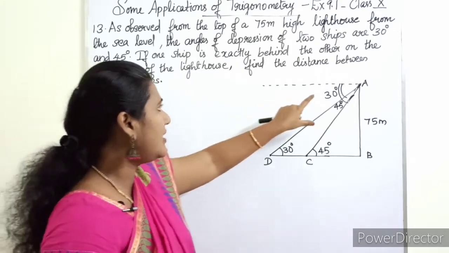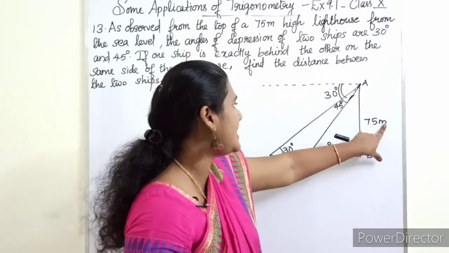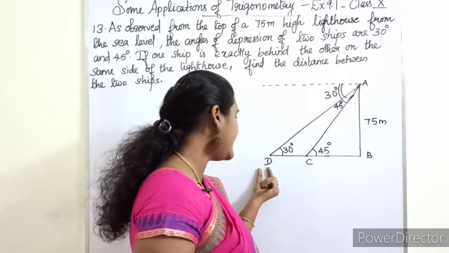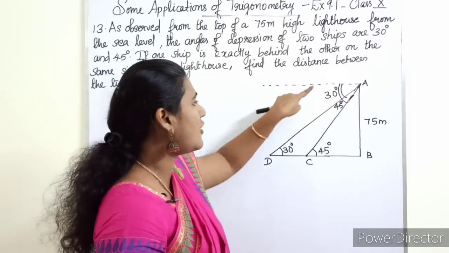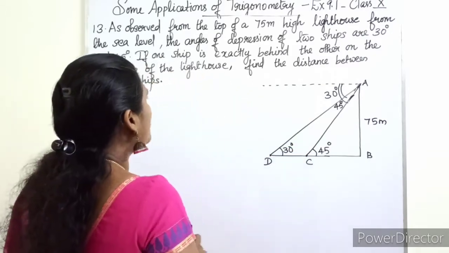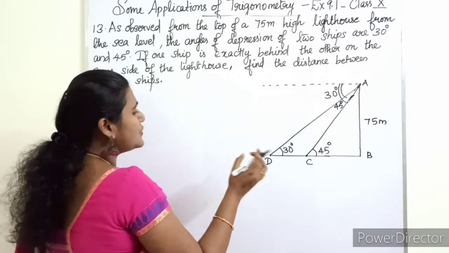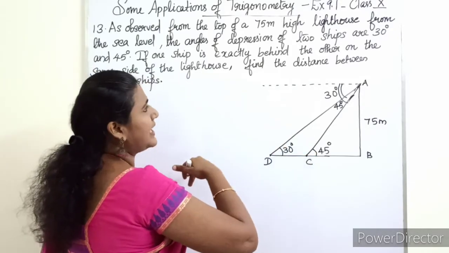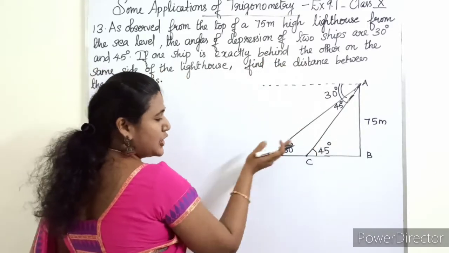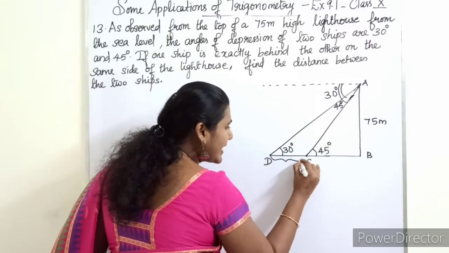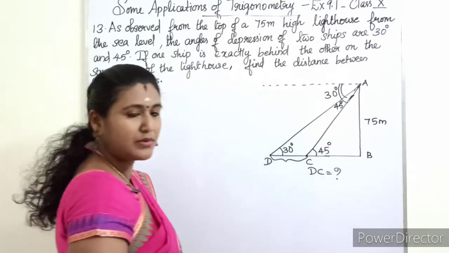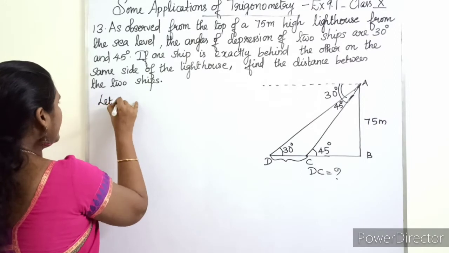So here we have a lighthouse of height 75 meter, and from the top of the lighthouse we are observing two ships, and the position of the two ships are D and C. For the first ship angle of depression is 30 degree, and for the second ship it is 45 degree. Now we have to find the distance between the two ships, with one ship exactly behind the other on the same side of the lighthouse. So you have to find DC value.